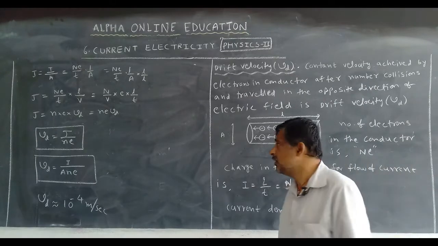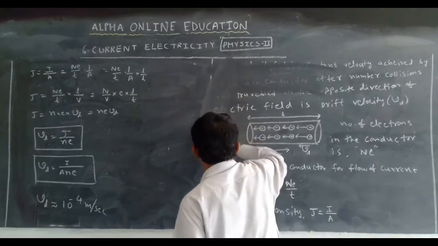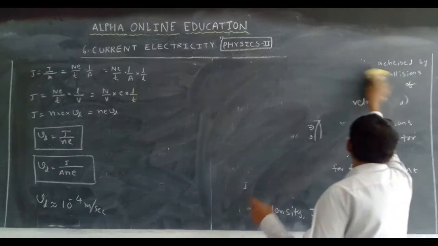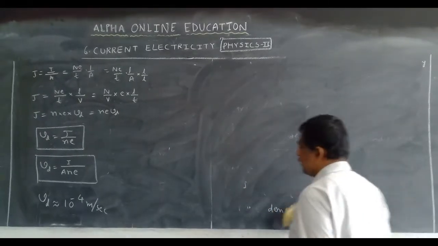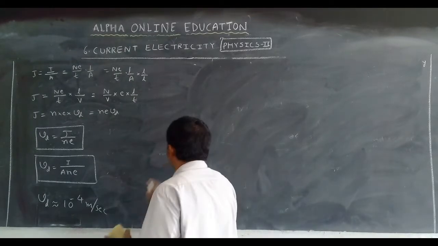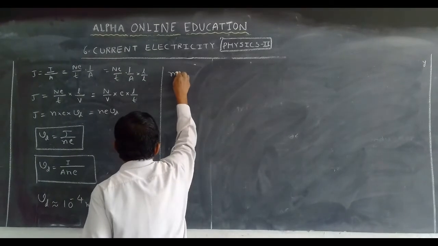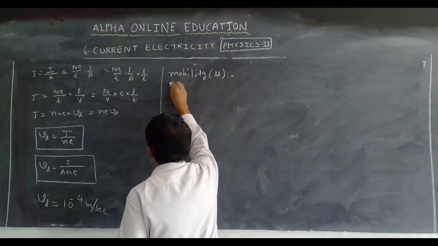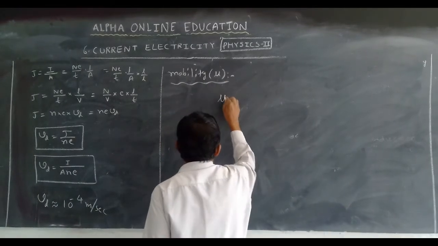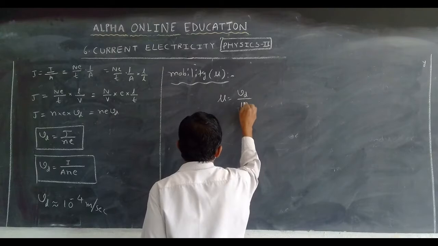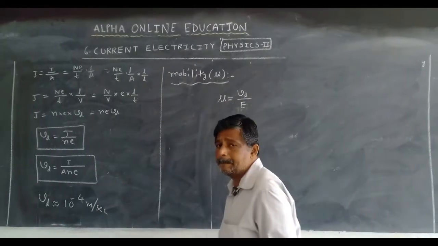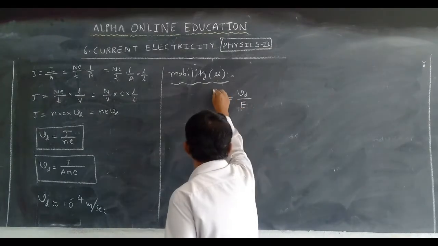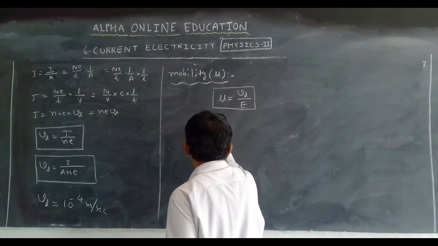Now another one we want to derive, that is called mobility. Mobility is also considered under the drift velocity. The symbol of mobility is mu. How can we define mobility? Mobility mu is equal to Vd by E, that is, drift velocity per unit intensity of electric field is called mobility. This is the equation, and we can write the unit for this.